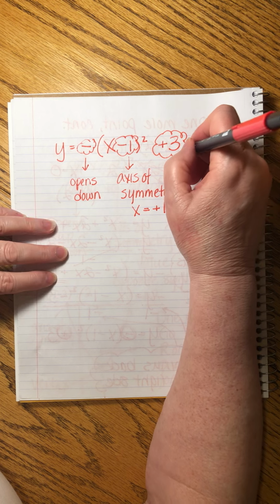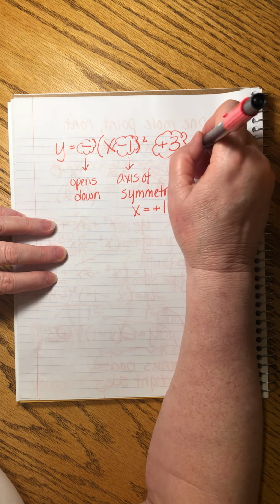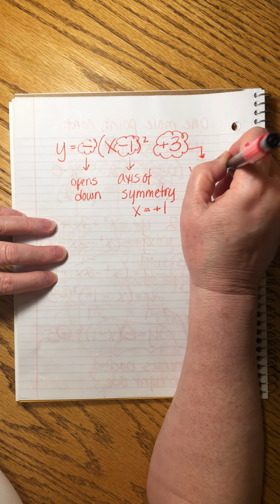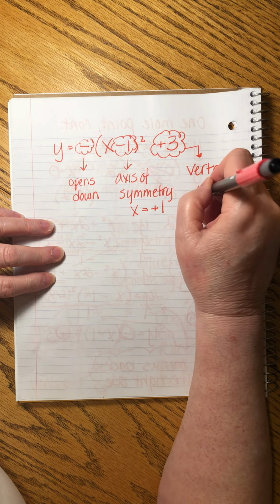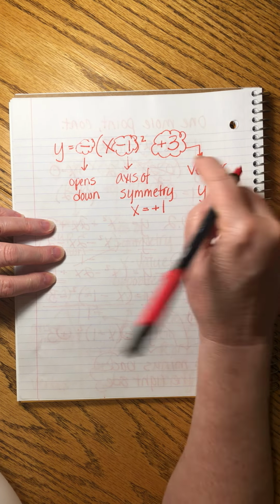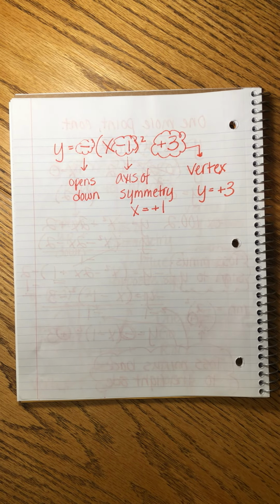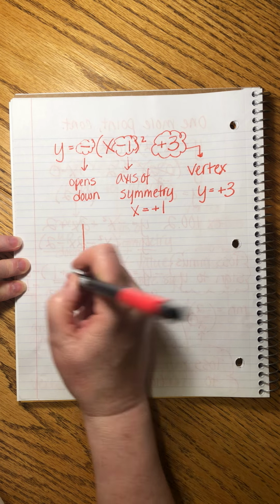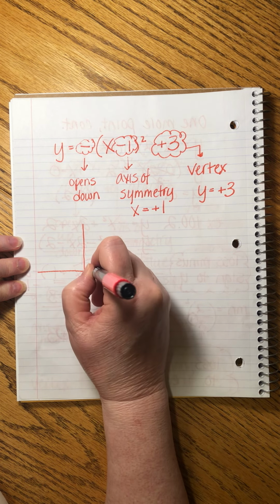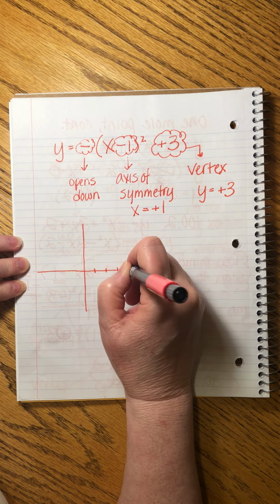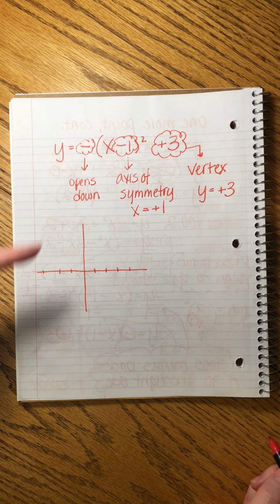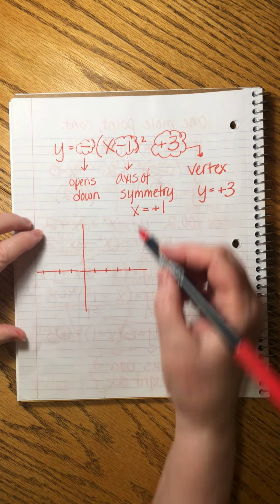This is the vertex, and that is going to be at y equals +3. This is the nice guy who keeps his sign the same. All right, we need a graph. Okay, it opens down, check, we'll remember that.